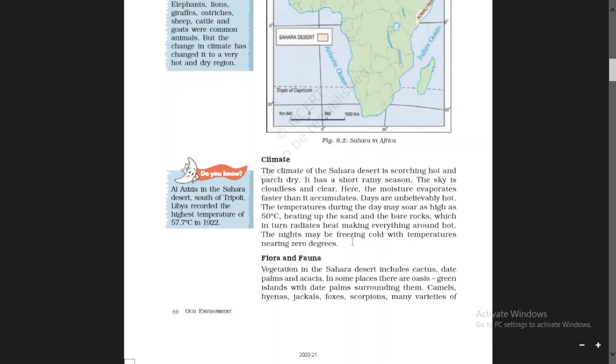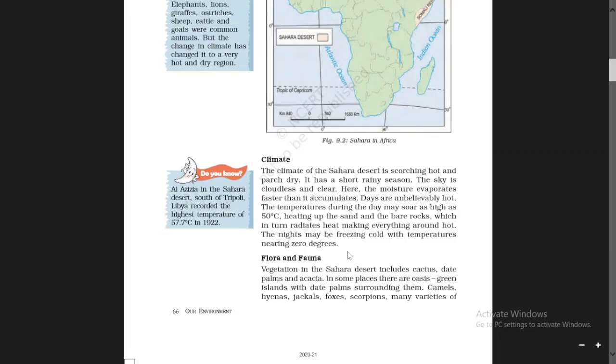The nights may be freezing cold, with temperatures nearing 0 degrees. During night time, the climate of that place may be freezing. Freezing is very cold. Now, boys, do you know this one? Al Aziziyah in the Sahara Desert, south of Tripoli, Libya, recorded the highest temperature of 57.7 degrees Celsius in 1922.